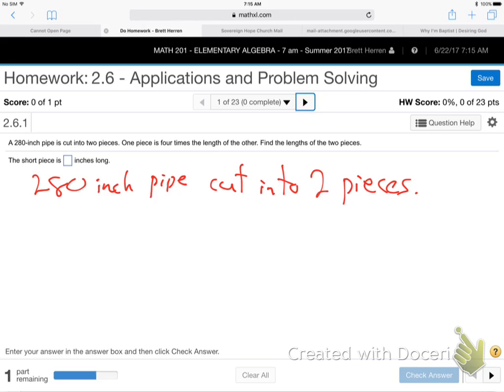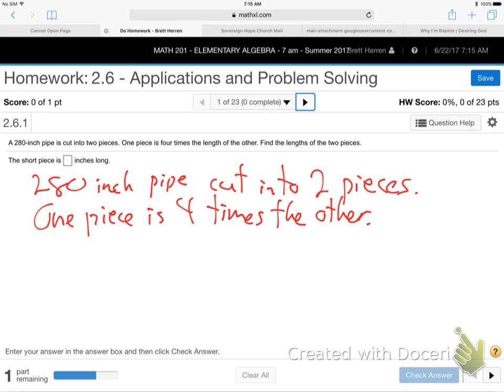Oh no, I'm sorry. There's one key important piece I'm missing. One piece is 4 times the other. That's important. Otherwise, yeah, we can just divide it by 2, but not without the 4 times thing. All right, so one piece is 4 times the other.